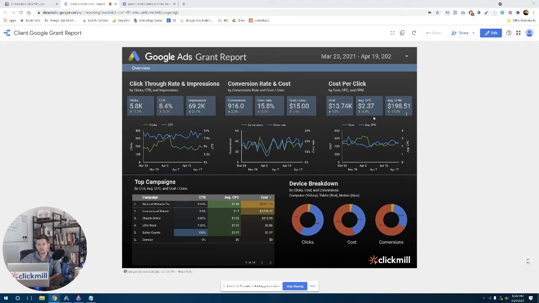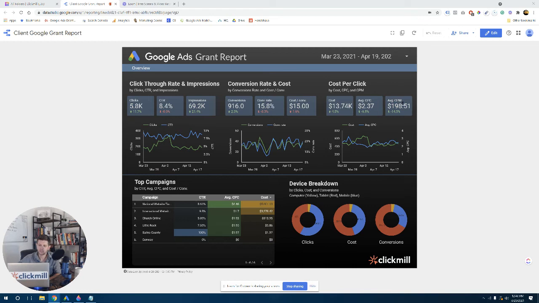And what that means is if you have $10,000 a month to spend with a Google Grant, you're going to get 10,000 new people into your website every month. And so one of the things we're frequently watching in these accounts is, can we keep that cost per click low? How can we reduce that and increase your website traffic?